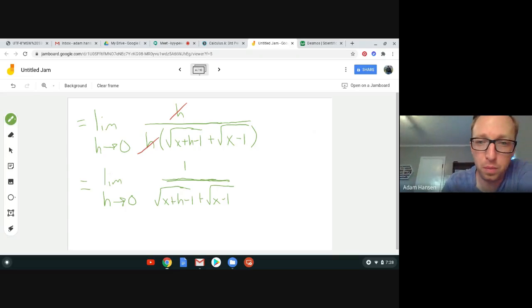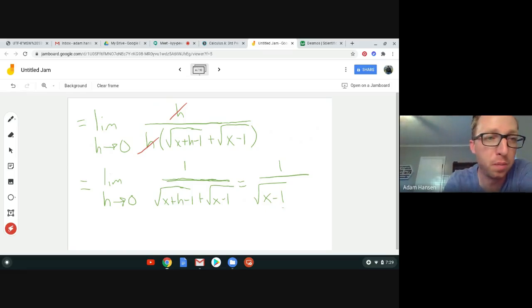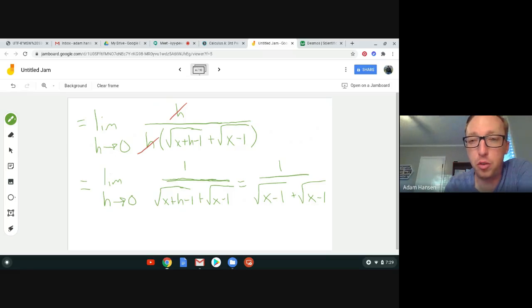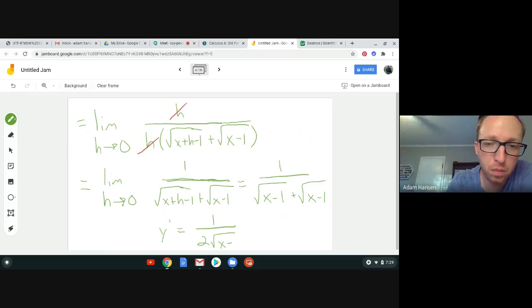So this would be equal to 1 divided by the square root of x plus 0 minus 1. That's just x minus 1, because once again, h is going to 0. So x plus 0 minus 1 is simply x minus 1, plus the square root of x minus 1. Well, if I have a square root of x minus 1 and a square root of x minus 1, and I put them together, now that's 2 square root of x minus 1. So y prime is equal to 1 divided by 2 square root of x minus 1.